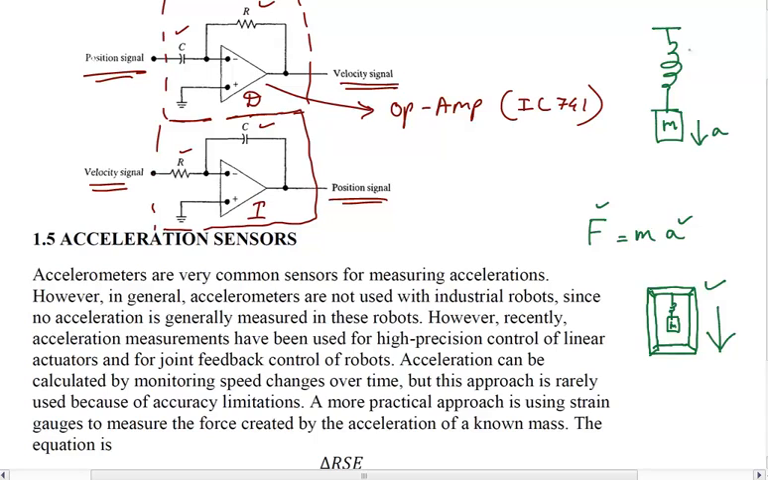When the acceleration is being experienced by this mass, it will experience a force. If you are able to measure that force by looking at this spring, then in a way you would have measured the acceleration, because force is equal to mass into acceleration. So if you have calculated the force and you already know the mass, then acceleration will be force divided by mass. Clear? It will be force divided by mass.